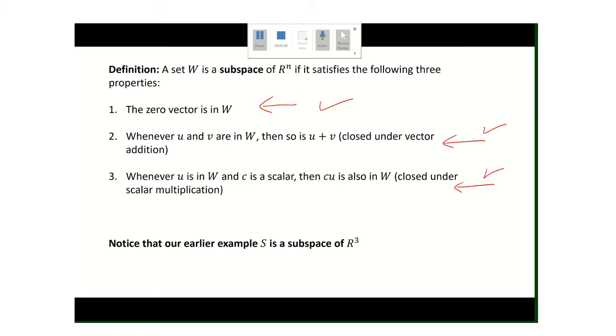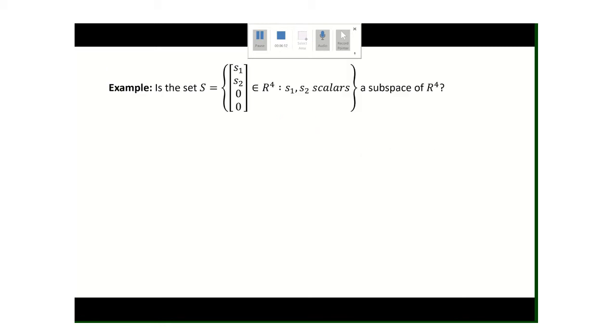Remember, a subset is just a group of things that are inside something else. A subspace is a special kind of subset. It's a subset that satisfies those three properties. Our earlier example does satisfy those three properties, so our earlier example is called a subspace of R3. So, as an example, let's take this. Here's another set that I've defined. And we're asking, is this a subspace of R4?